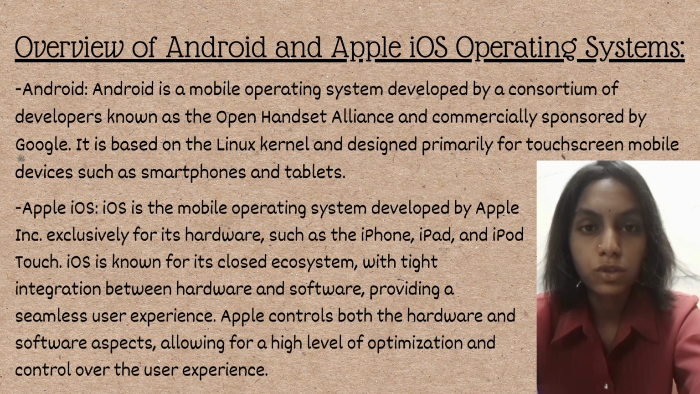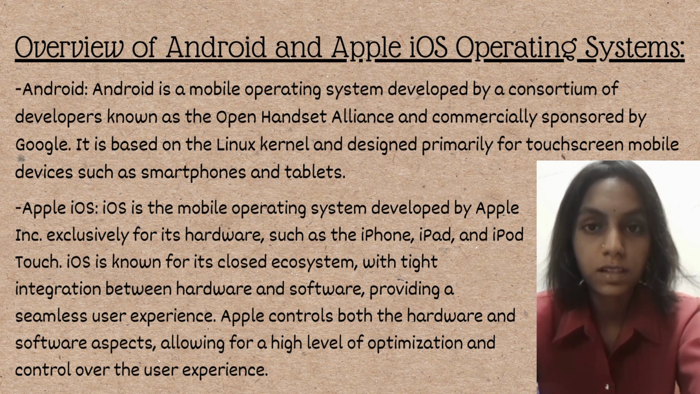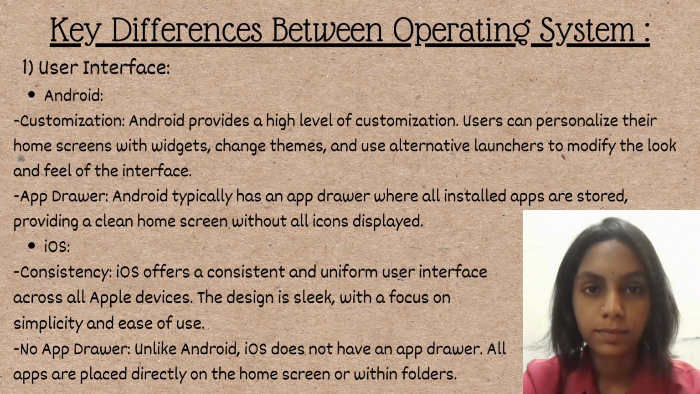iOS is also known for its closed ecosystem with tight integration between hardware and software, providing a seamless user experience. Apple also controls both the hardware and software aspects, allowing for a high level of optimization and control over user experience. Now we go to the key differences between the operating systems.